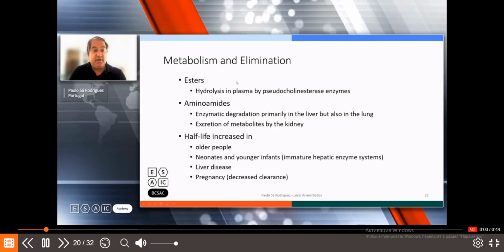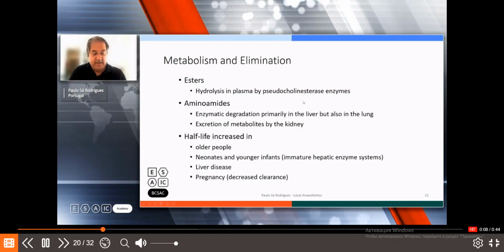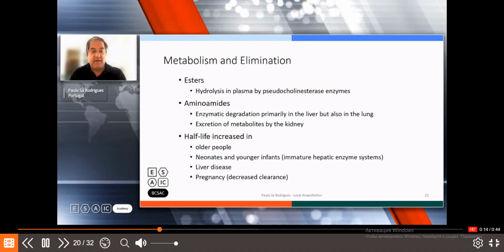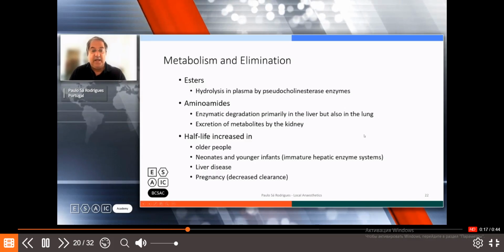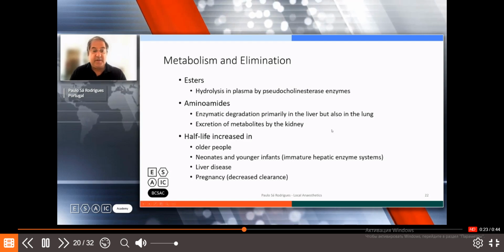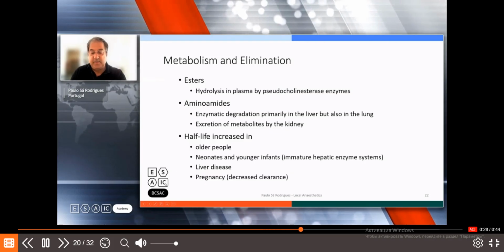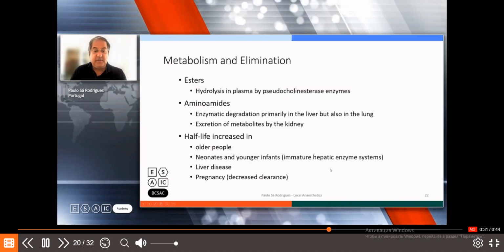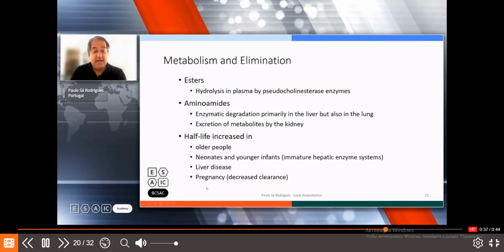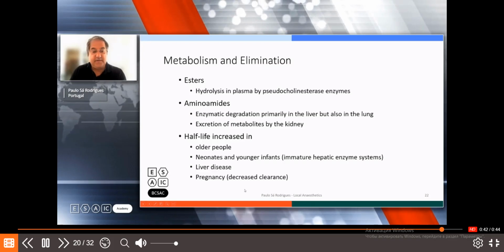Metabolism and elimination differ between the two classes. The esters will be hydrolyzed in plasma by pseudocholinesterase enzymes, and the aminoamides will be degraded enzymatically, primarily in the liver and also in the lung, and their metabolites will be excreted by the kidney. The half-life of these drugs will be increased in older people, in neonates and young infants, who have immature hepatic enzyme systems, in those who have liver disease, or in pregnancy due to protein binding changes and also decreased clearance.